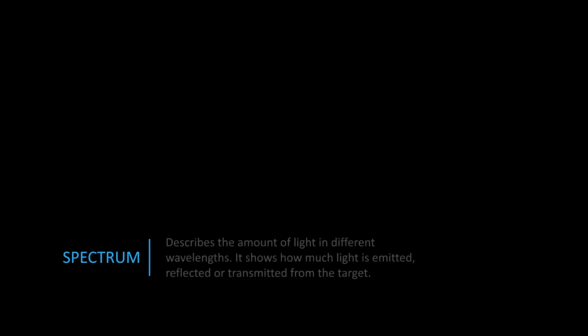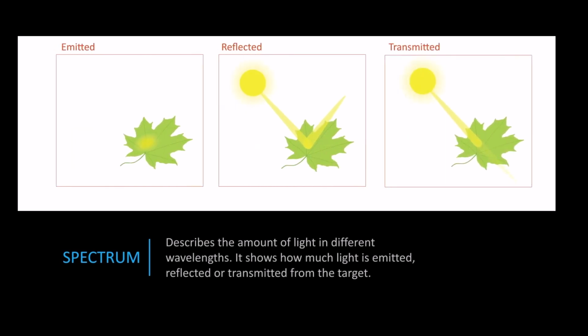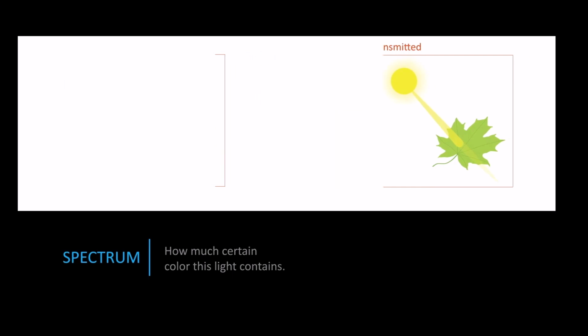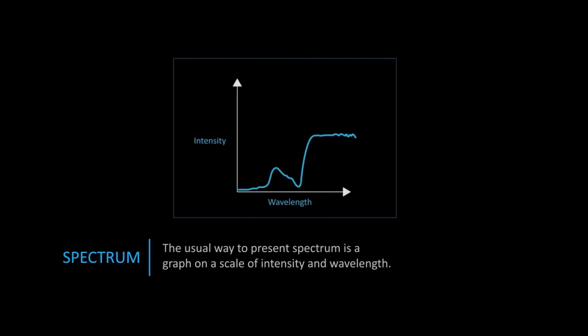Spectrum describes the amount of light in different wavelengths. It shows how much light is emitted, reflected or transmitted from the target. To put it in short, the spectrum tells how much of a certain color the light contains. The usual way to present spectrum is a graph on a scale of intensity and wavelength.